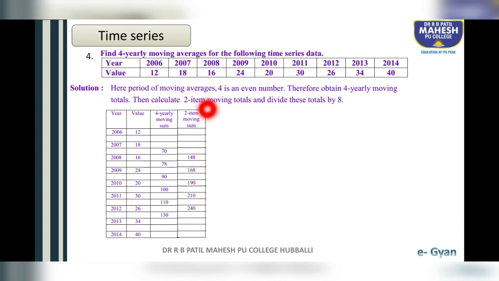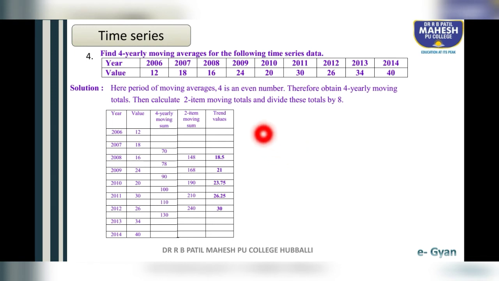Okay, so this column is extra for an even number. Up to here is the same. For 4 yearly moving averages, you have to take the 4 values total. After adding the 4 values, again this column is extra. 2 values you have to add. After adding the 2 item moving sum, the last column is trend values.